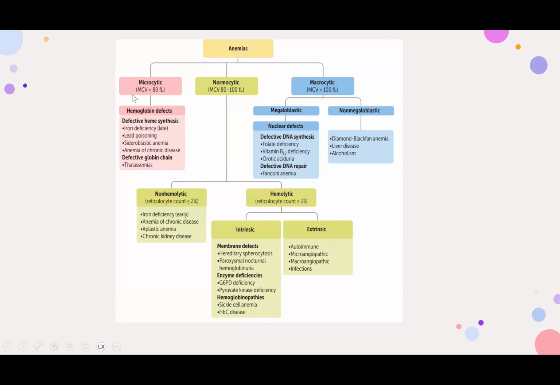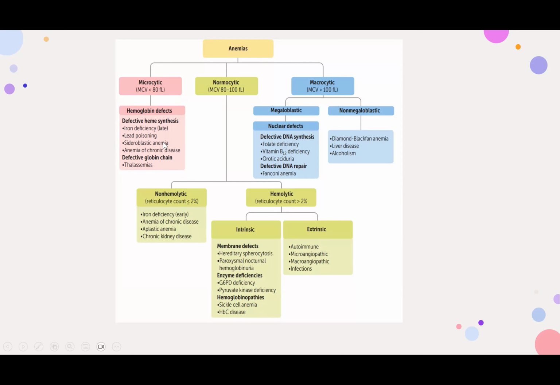All right? So microcytic anemia means MCV below 80. It means defect in the heme synthesis. For example, iron deficiency, lead poisoning. Lead poisoning affects the heme pathway. The lead poisoning will affect the heme synthesis pathway.